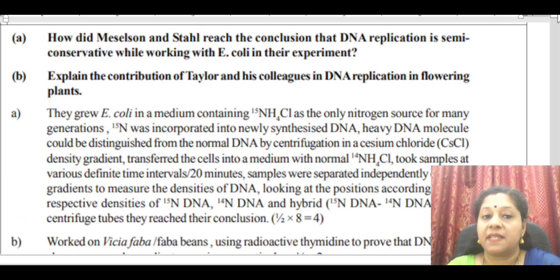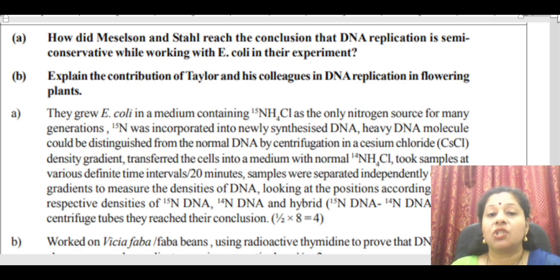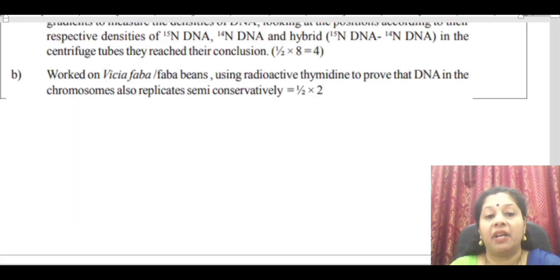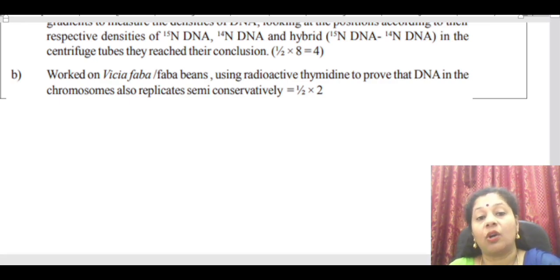So this question, the first part we already discussed. How did Meselson and Stahl reach the conclusion of the semi-conservative method of replication? I am not repeating that, but explain the contribution of Taylor et al., meaning Taylor and his colleagues, in DNA replication in flowering plants. So the confirmation or another experiment in this field was done by Taylor. They worked on the plant called Vicia faba, or faba beans. What did they do? They used radioactive thymidine to prove that DNA in the chromosomes also replicates semi-conservatively.